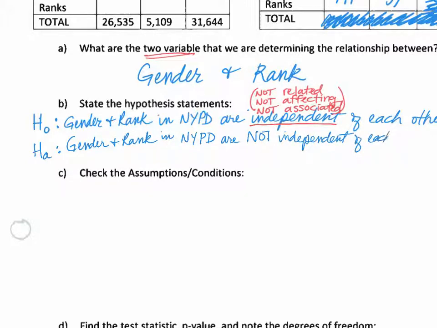Thanks. Okay, and so then let me give you some alternative language for that. Some other words for not independent would be something like they are related, they are affecting each other, and they have an association. They are associated, or they have an association. Okay.